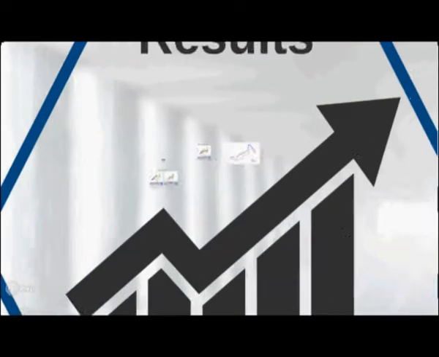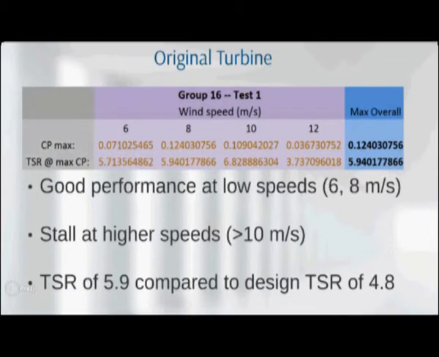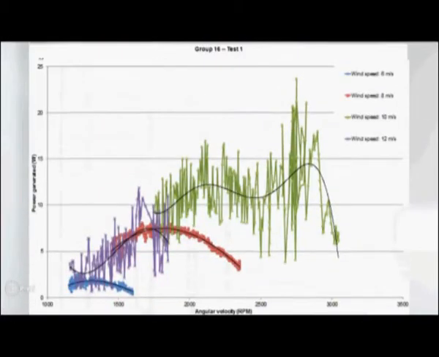From our test, we found that our CP max is 0.124 and our RTSR at max CP is 5.94. From the CP plots, we found that our turbine is generally good at low speeds, so around 6 to 8 meters per second, and it will stall at higher speeds above 10 due to the over-optimized blade profile. Though we were able to get very low blockage, the power output was relatively low.